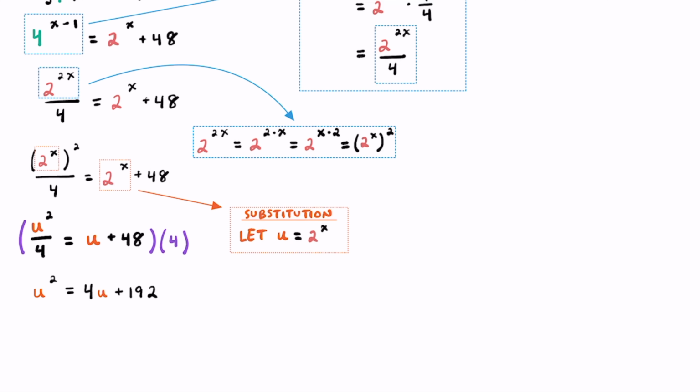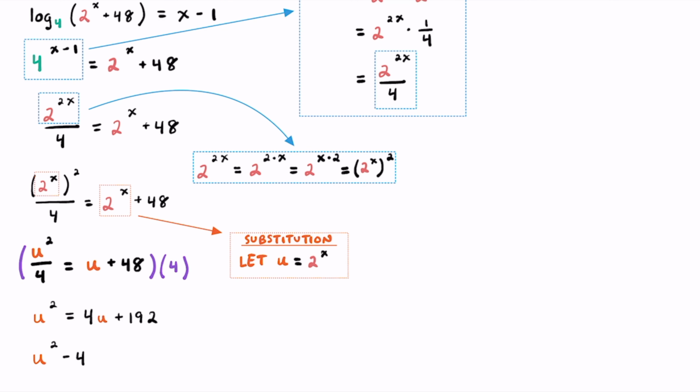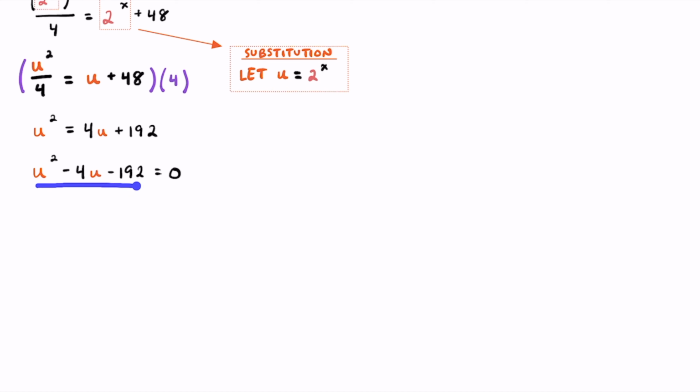Now think back to what you've learned about quadratic equations. When you solve them, you like them to be equal to 0. So let's take this 4u and this 192 and subtract them from both sides of the equation to move them to the same side on the left. Subtracting them from both sides, we're going to get u squared minus 4u minus 192 on the left side, and that's going to equal 0.